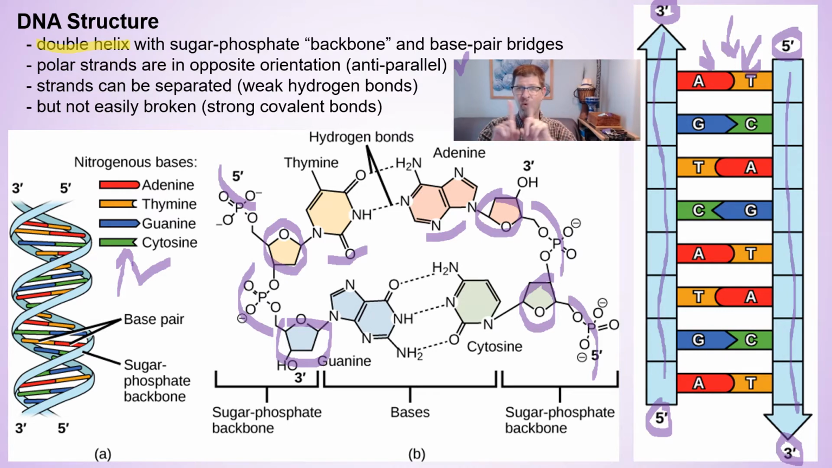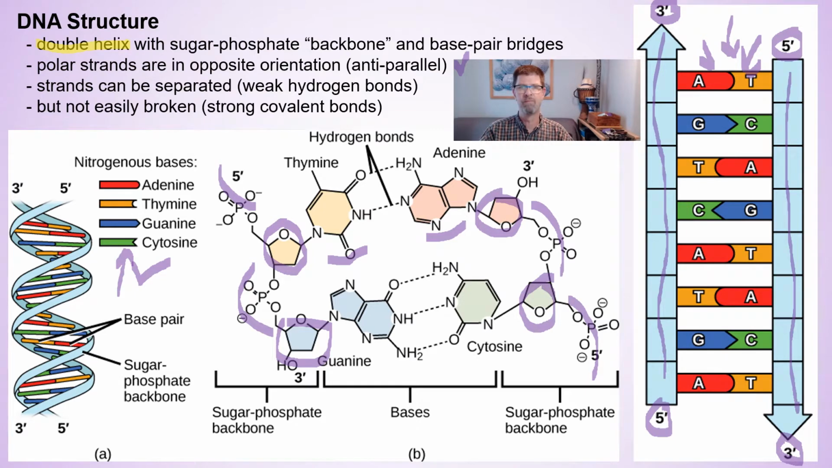The bonds that hold the base pairs together in the middle are pretty weak. Those can be broken pretty easily, and we can separate a couple of strands of DNA just by heating them up a little bit. But the bonds that hold the individual nucleotides together in a strand are a little bit stronger. And so it's easy to separate the strands without destroying the strands. Got that? That's really important.